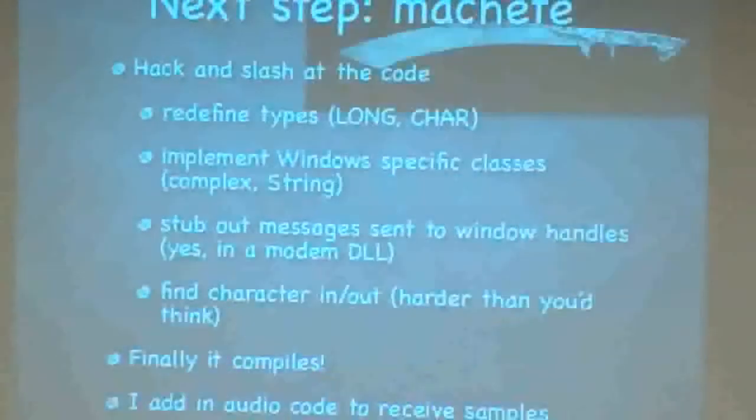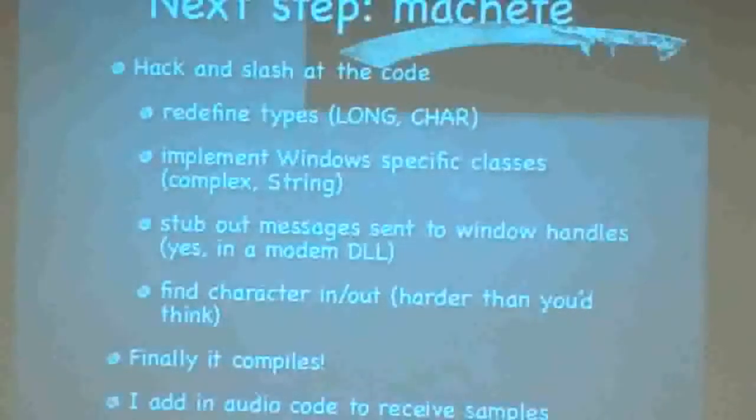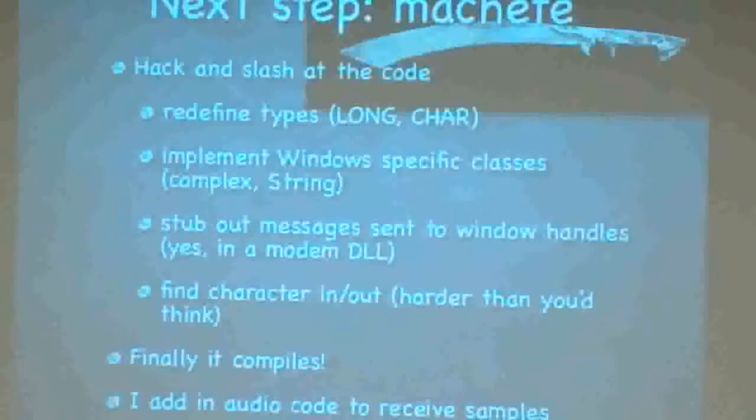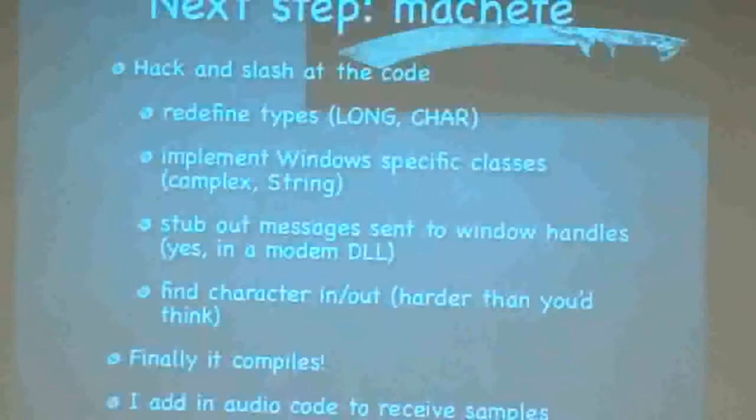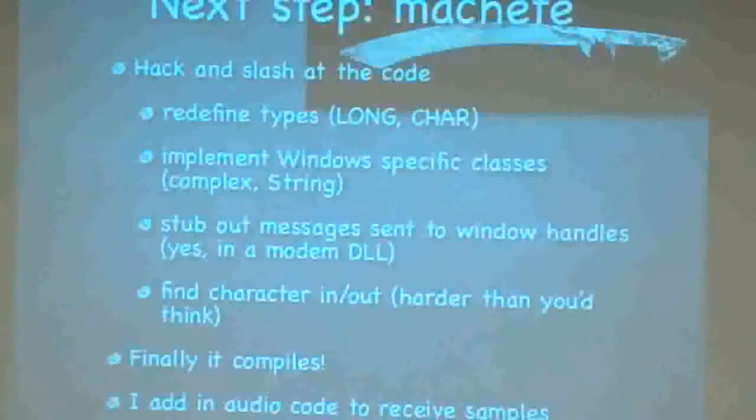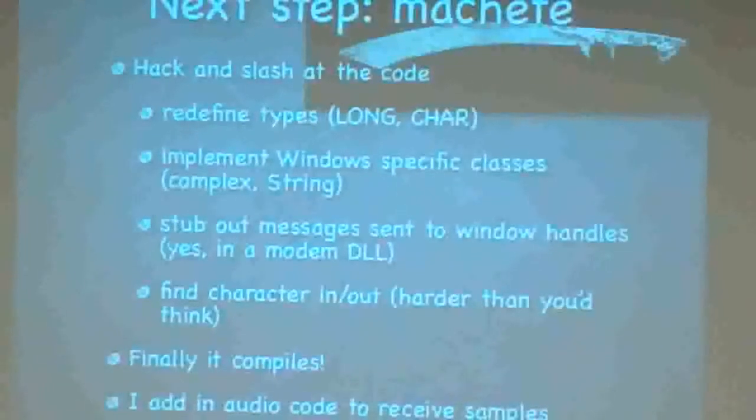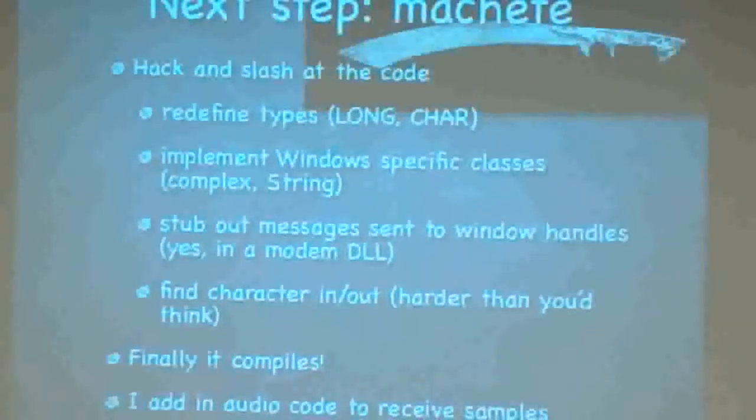So the next step was to take a machete to this thing and just chop it to pieces and scoop out the parts that were important to me. There were all of these weird types that seemed superfluous, that needed to be coerced or typed out to the right things. There were these Windows-specific classes, one that implemented complex numbers that just seemed to have a real part and an imaginary part, and nothing else of interest. So that was easily replicated. They have their own weird string class. And again, there was UI code in this thing. There were these messages to Windows. I don't mean the operating system, I mean the windows on the screen. So I stubbed all of that stuff out.